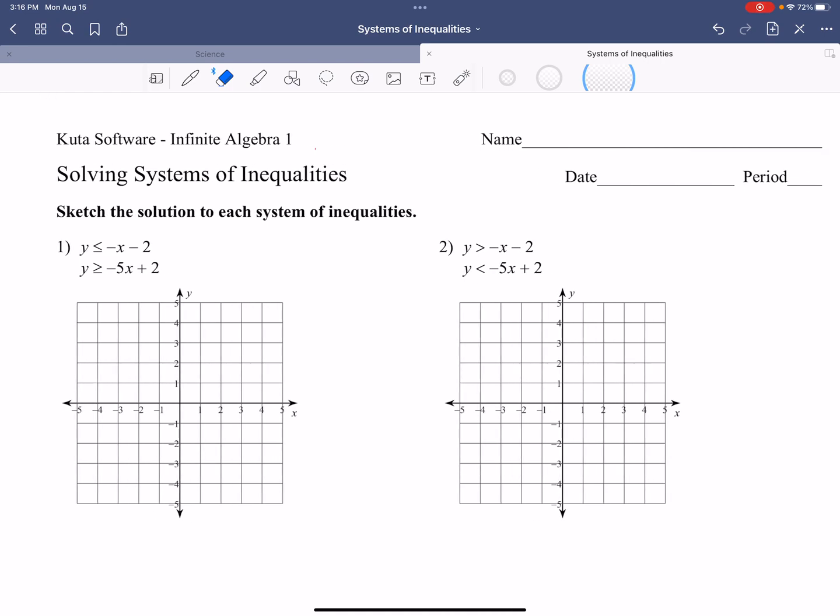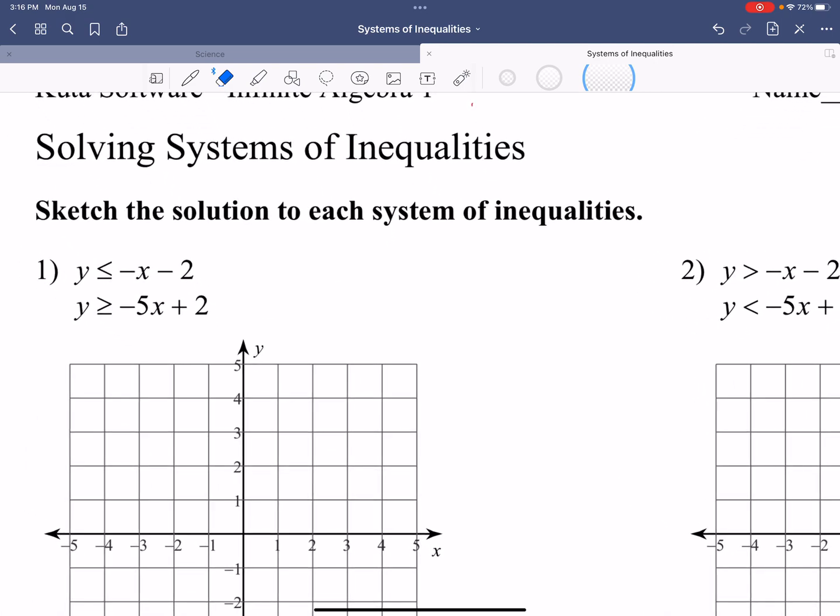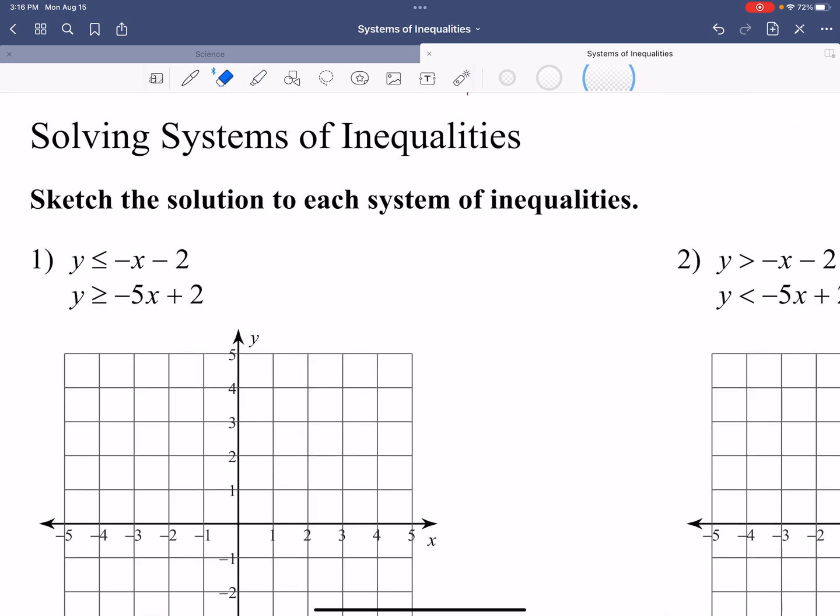Before I get started, I want to make sure you know 3 things about graphing inequalities. First of all, the objective here is to solve a system of inequalities. And by system, we're just talking about 2 of them or more, but hopefully just 2 for us. And to sketch the solution to each system of inequalities.